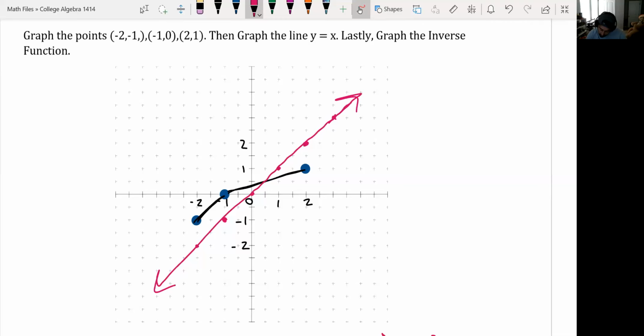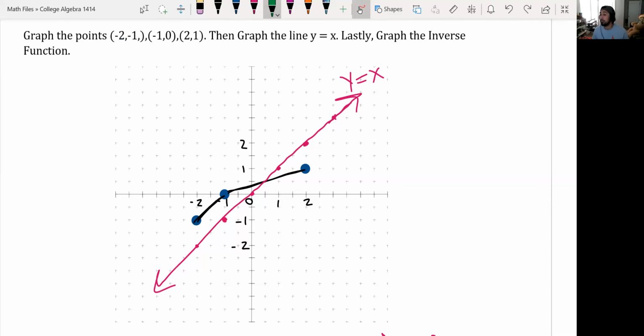Y equals x. And all we want to do here is graph the inverse of this one-to-one function. And first off, is this a one-to-one function? Since we have the graph, or we even have the points, does every x value have its own y value? That answer is yes. Therefore, it's one-to-one.